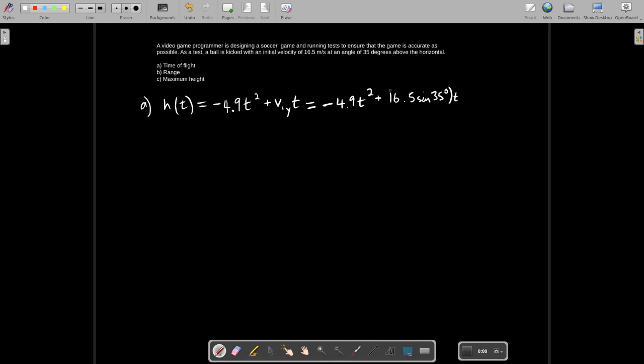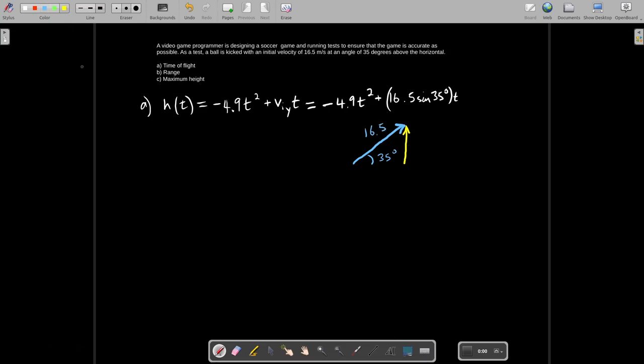All right. And you may be wondering, how do I know it's sine and not cos and not tan? Well, if we draw this out, so we have the initial velocity at 35 degrees above the horizontal. Let me draw that in a different color. All right, if we have this there at 35 degrees above the horizontal, we want to find the vertical component, the y component, which I'll draw in yellow, which is this over here. And we know that the magnitude of the blue line is 16.5.